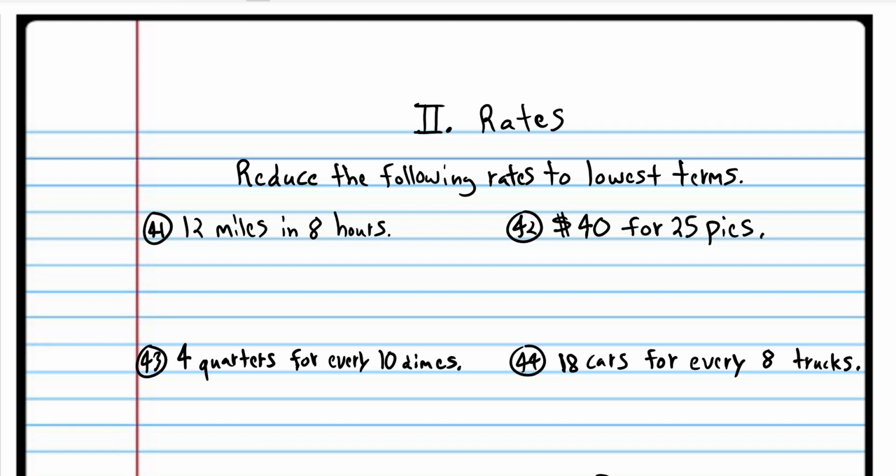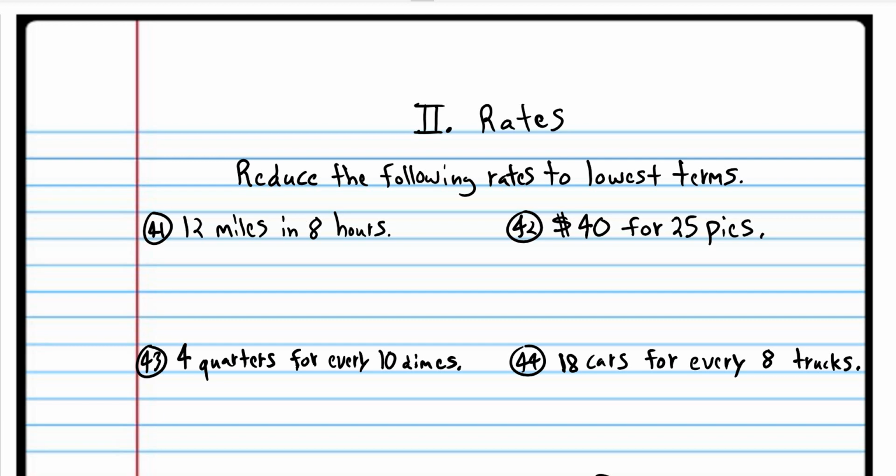The first difference we already discussed. In rates, the numbers have different units, whereas in ratios, the numbers are supposed to have the same units. So, for example, a rate would be 12 miles in 8 hours. See how the units are different? So that's a rate when the units are different. It's a relation between two numbers where the units are different. So rates are just like ratios in the sense that they're relations between two numbers, but the difference is the units will always be different in rates.